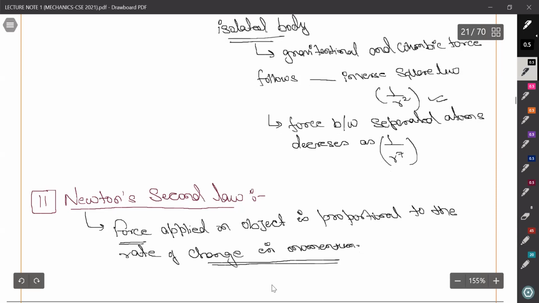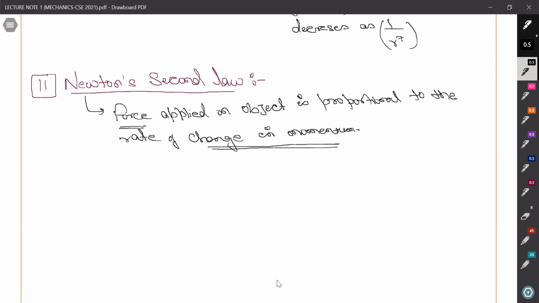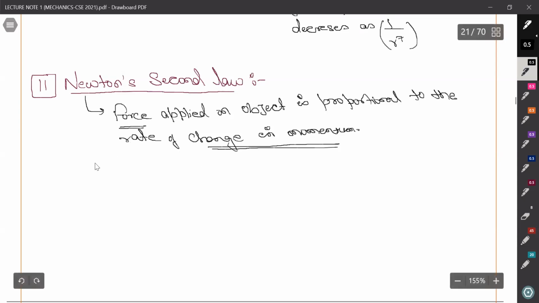We will see this also, but you should be clear that force changes the momentum. Force does not change the velocity. Maybe sometimes a case comes where it changes the velocity also. Most of the time it changes the velocity, but what is force defined to do? It changes the momentum of the body. And Newton's second law quantitatively defines the force.